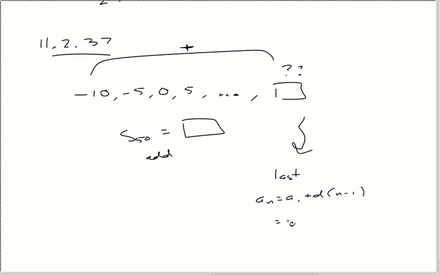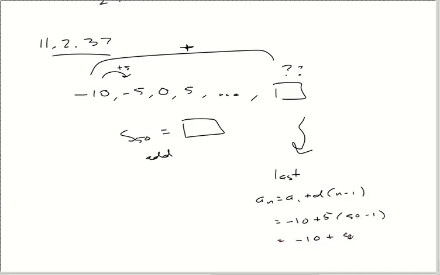The first term is a negative 10. My d, what am I adding each time? I'm adding 5, right? 5. And then n minus 1. What's my n here? How many times are we going? Was the 50? 50 minus 1. And so negative 10.